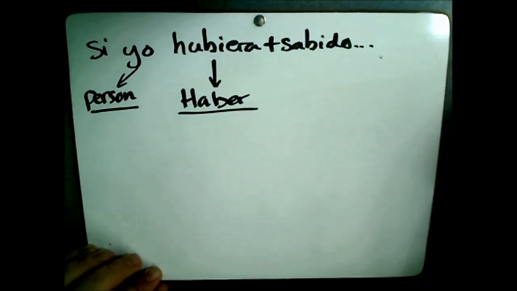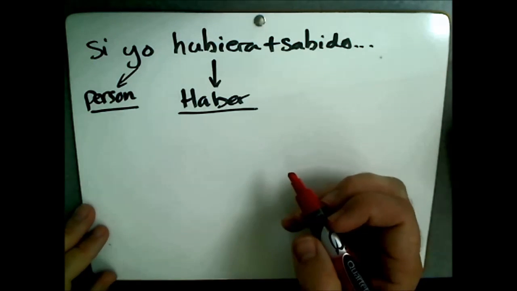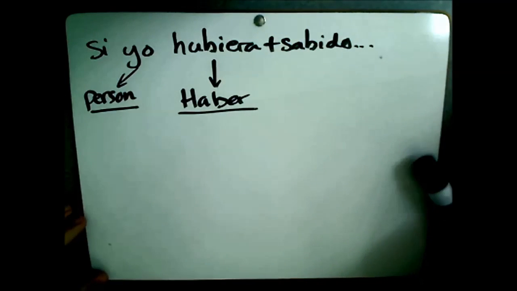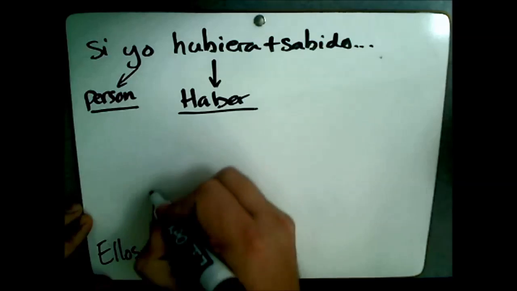And remember, the imperfect subjunctive forms are generated by taking the third person plural, right, which is like saying ellos, which on my list would probably be down here somewhere.